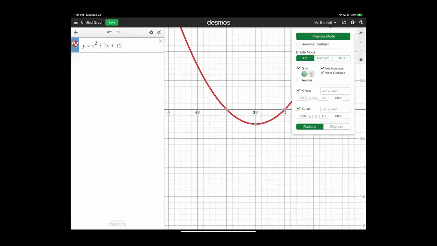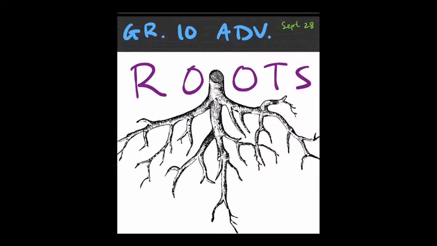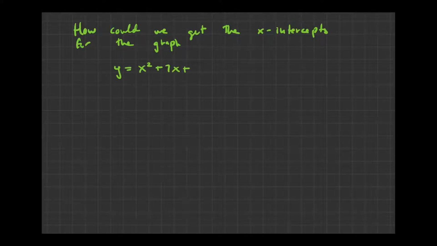These are what we would call the x-intercepts. The x-intercepts are (-4, 0) and (-3, 0). Is there any way that we could have figured that out without looking at the graph? Yeah? How would you solve it? Okay, let's take a look at this. How could we get the x-intercepts for the graph y equals x squared plus 7x plus 12?